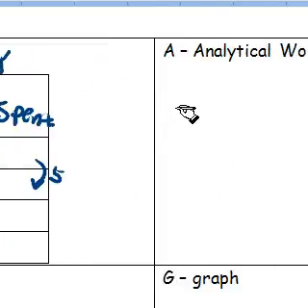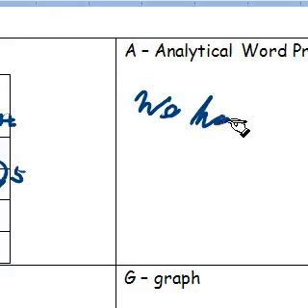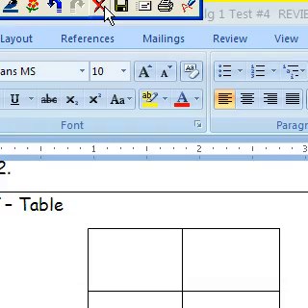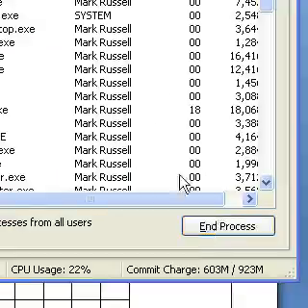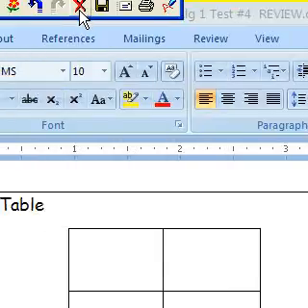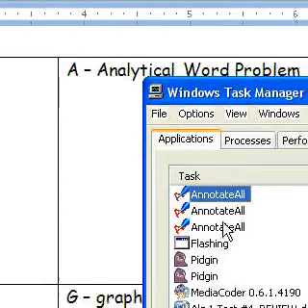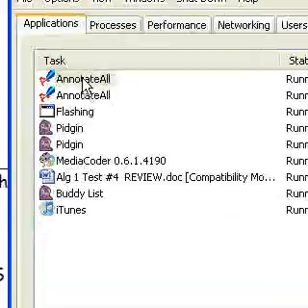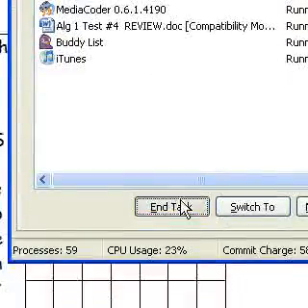Analytical word problem, all you need to tell me is that. Wow, I do not know why it opens 3 of these every time.